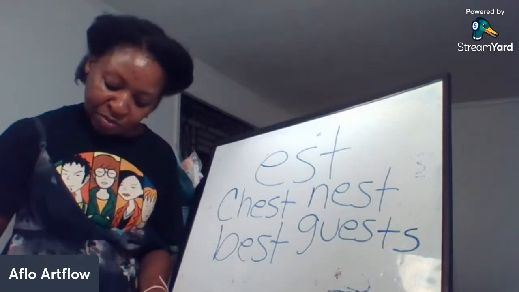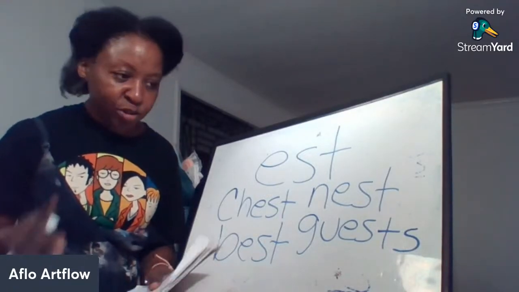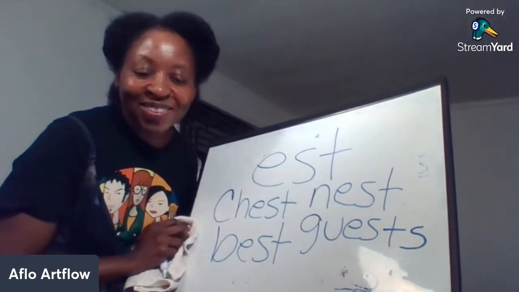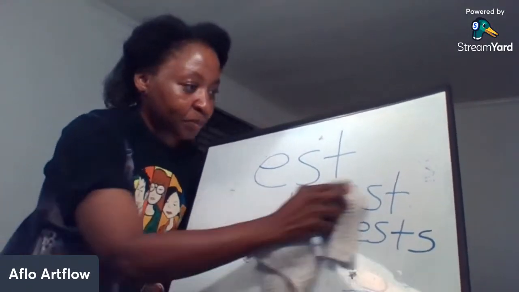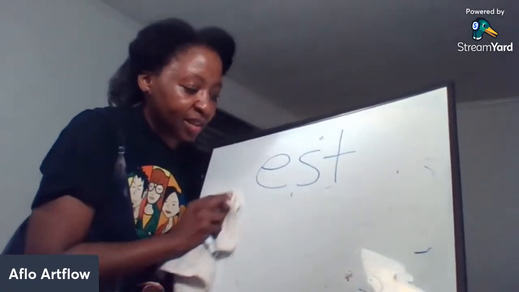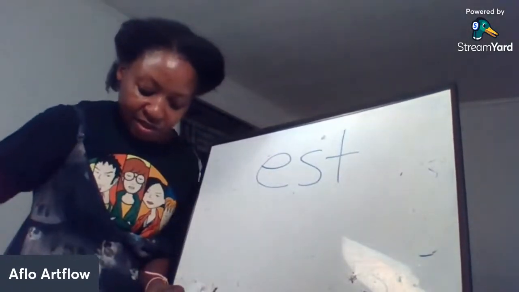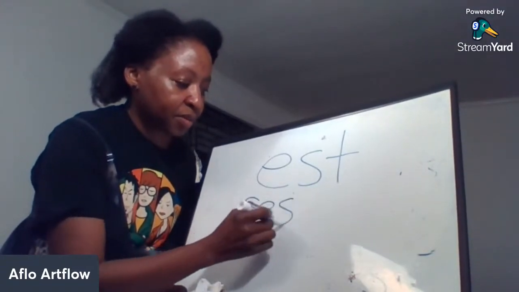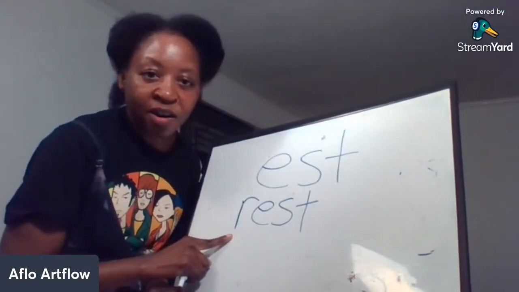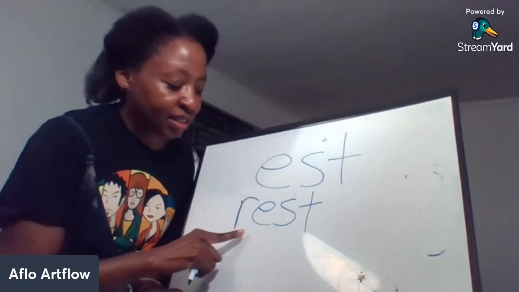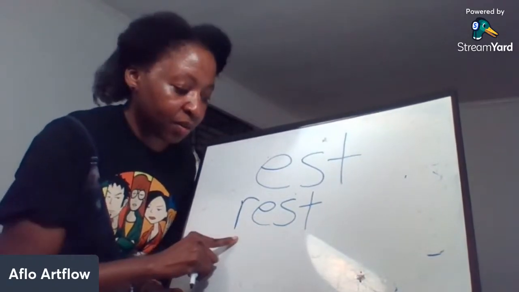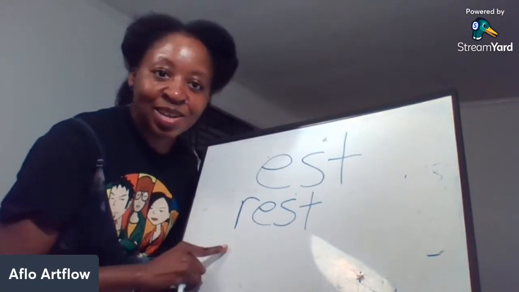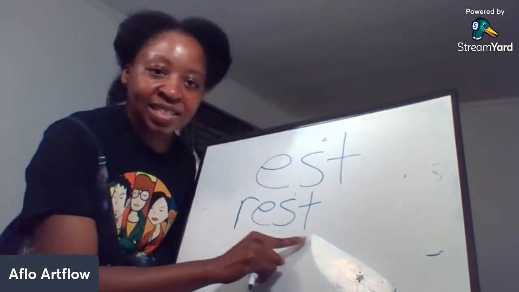Let's go over one more word. I got two more, and I have to erase this. I hope y'all have this already. If not, again, please go back and watch the video. Two more words that end in est. R has the R sound. EST, est. Est. Est. Rest. Rest. R-E-S-T.